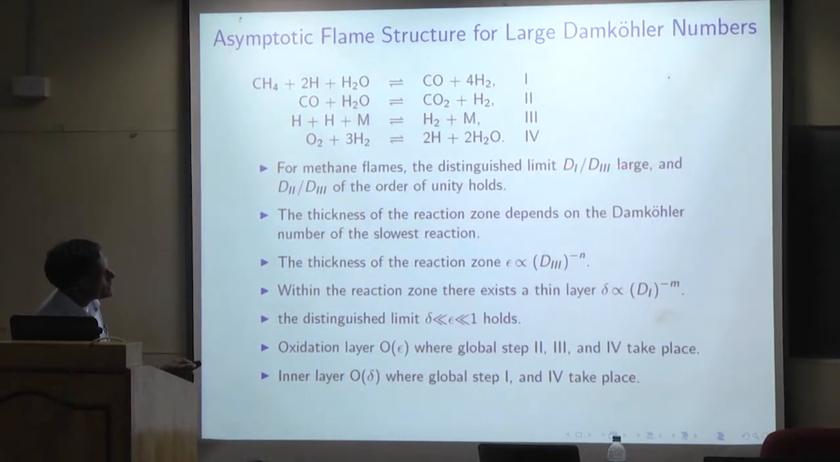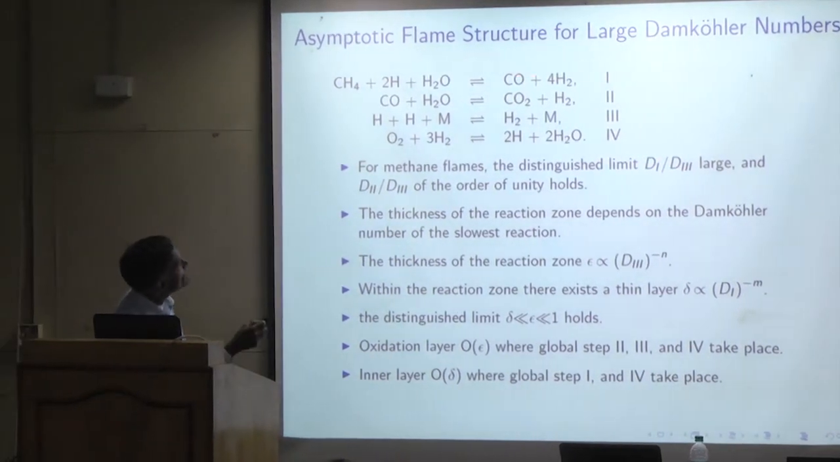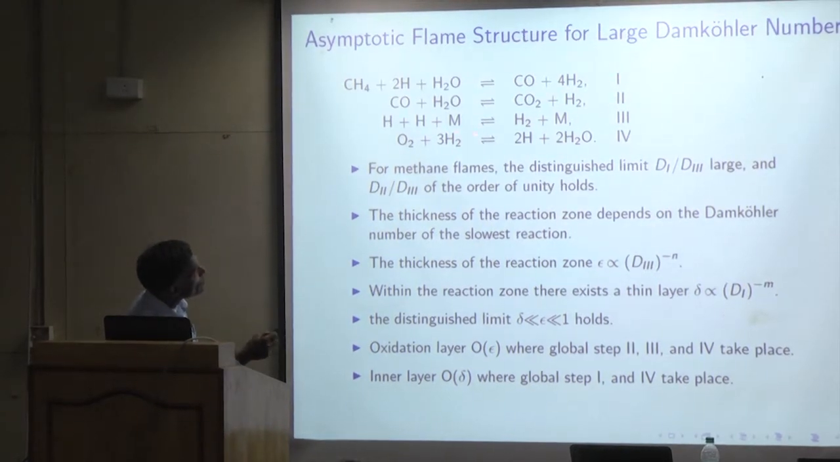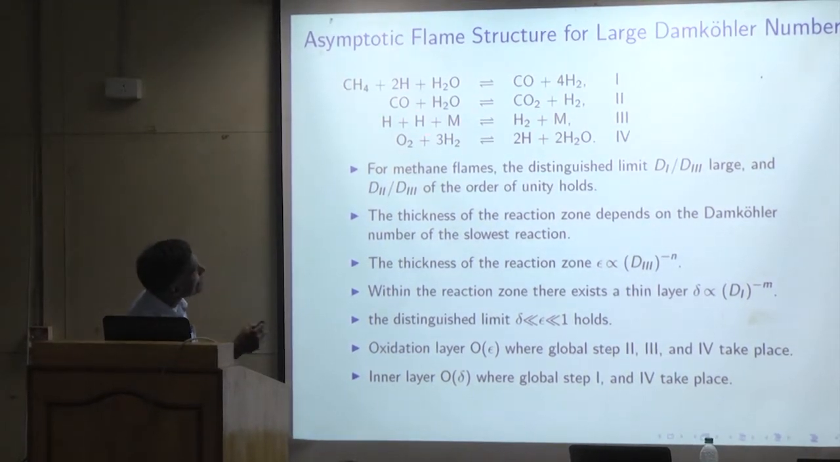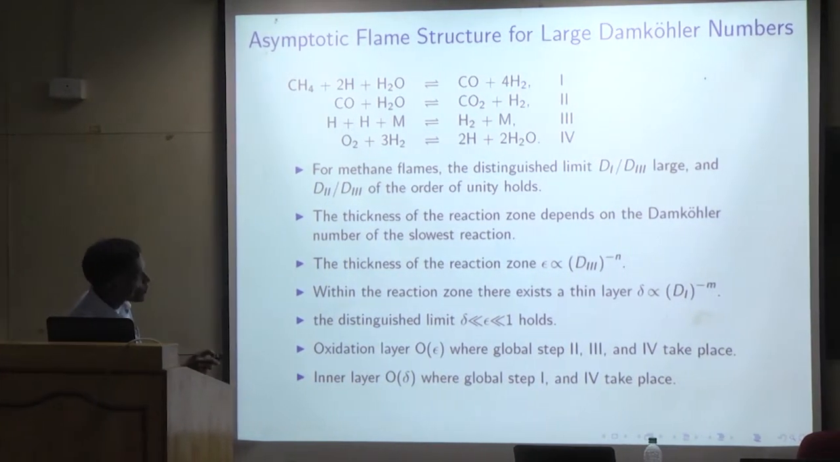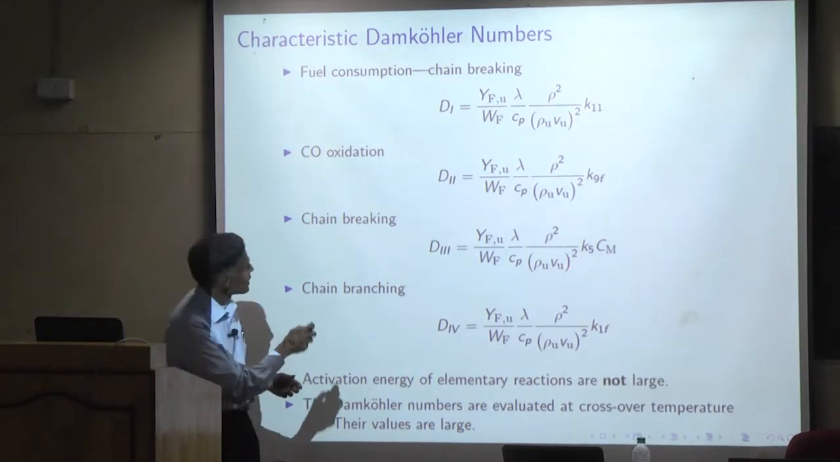This ratio, D1 over D3, is very large. So what does that mean? D1 is the Damköhler number constructed from that step. D3 is the Damköhler number constructed from this one. So what this is telling me is that the rate constant, if you go back here, K1 was this, and K5 was this one here. D1 over D3 is really the ratio between K11 and K5. So this is D1 over D3.